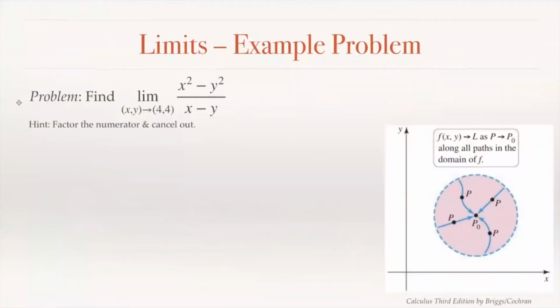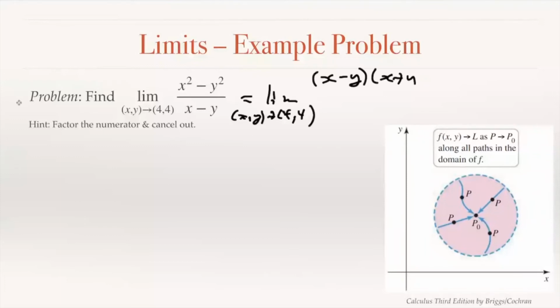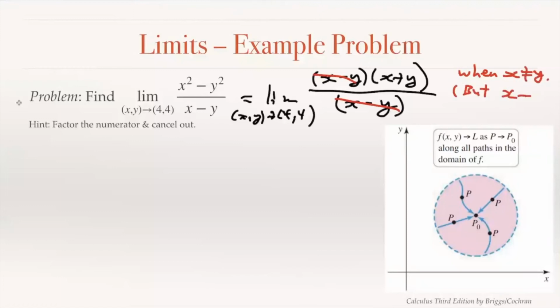Here's another example. Actually, take a moment and think about this. I gave you a hint. Try factoring the numerator and canceling out. You can pause the video if you like. So that numerator factors as x minus y times x plus y, and that's all over x minus y. And these two cancel out when x is not equal to y, but x equals y is already not in the domain.